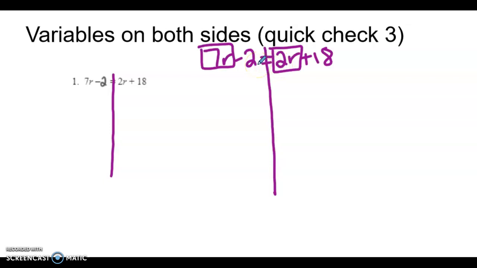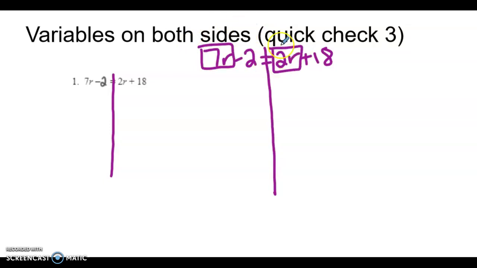When I solve an equation, my ultimate goal is to get a letter on one side and the numbers on the other. We can't have letters on both sides. We need to move them to the same side. The way I like to do this is I like to get rid of my smallest one. That way I end up with a positive number with my letter. So if I look at 7 R's and 2 R's, 2R is smaller. So I'm going to get rid of it.